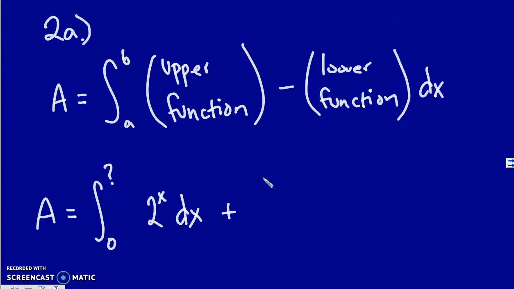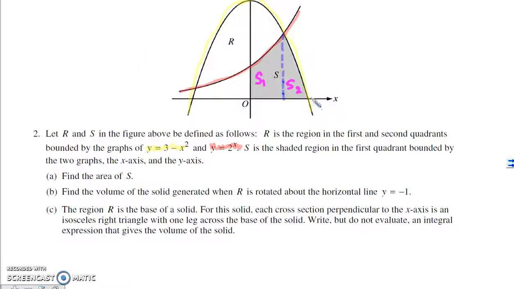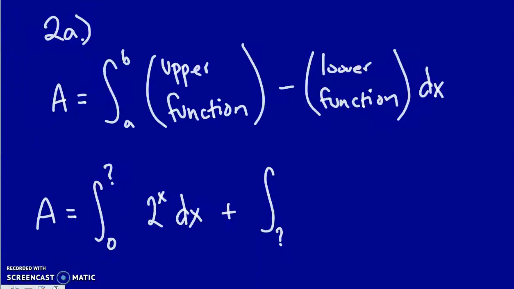So now it's plus the integral from whatever that intersection is all the way to whatever this is. And we'll determine that using our calculator right now. I'm just trying to help you set up the integral, and that's 3 minus x squared dx. Okay, so for the limits, I'm going to use the graphing calculator.